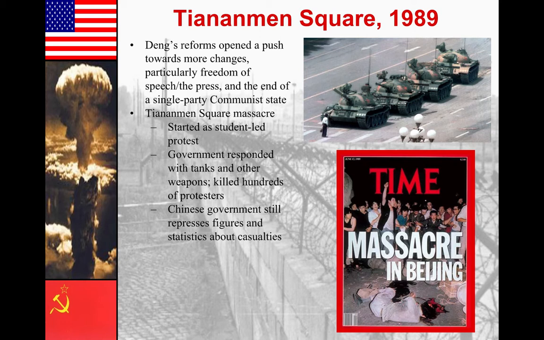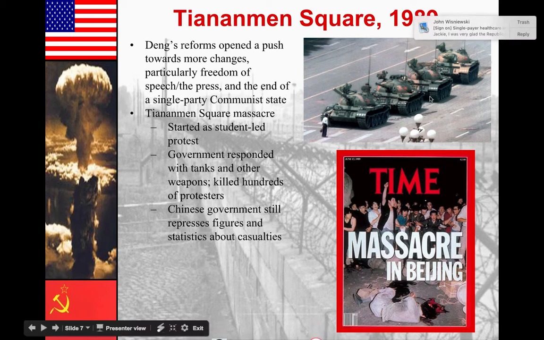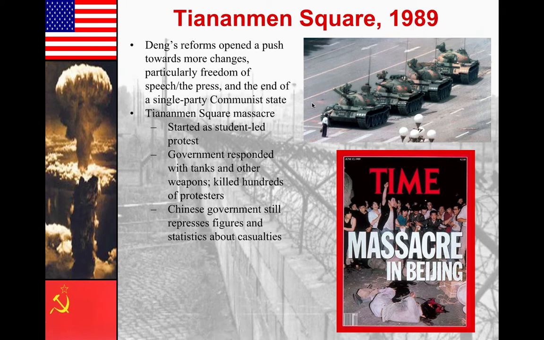And it was largely peaceful, but the government responds by force. So it brings tanks into the square to try to break up demonstrations, and in the process, hundreds of people are killed. This is one of the most iconic images of the Tiananmen Square massacre. It shows us a man who's standing in front of these tanks in opposition to the Chinese government trying to mow down the protesters.